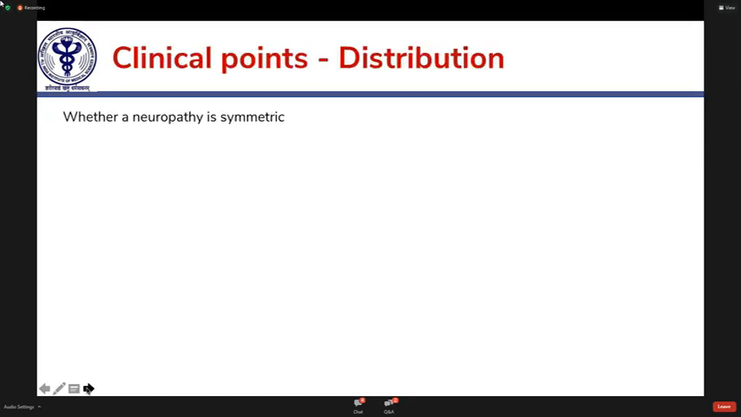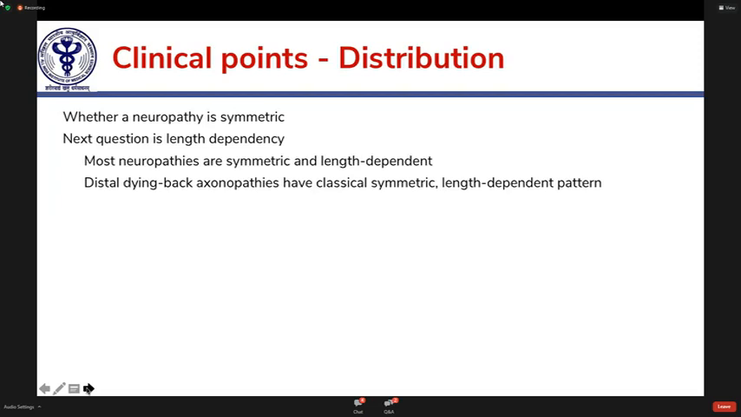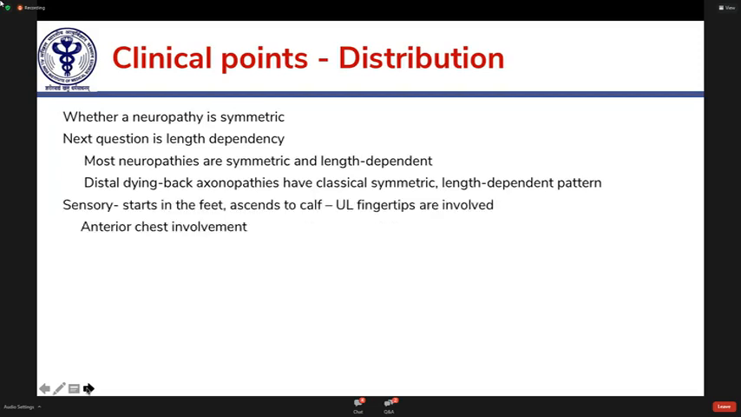So some other points when you round up the examination process, you want to know whether the neuropathy is symmetric. After that, you want to know whether it is length dependent or not. Then about the sensory involvement.